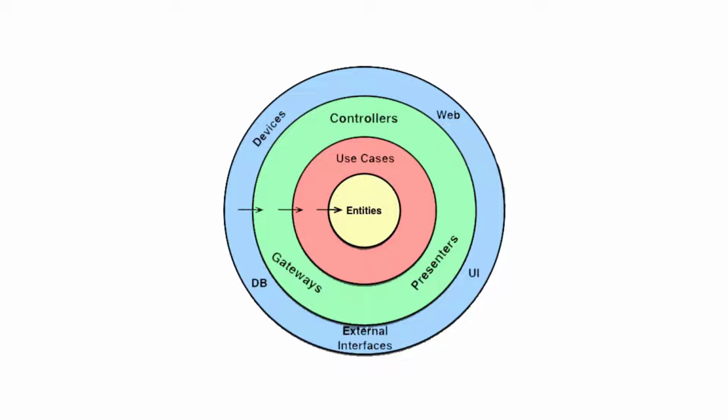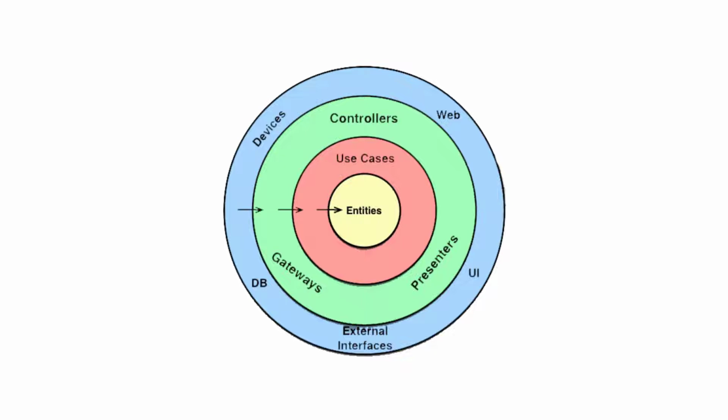The concentric circles represent different areas of software. In general, the further in you go, the higher level the software becomes. The outer circles are mechanisms. Inner circles are policies. The overriding rule that makes this architecture work is the dependency rule. This rule says that source code dependencies can only point inwards. Nothing in an inner circle can know anything at all about something in an outer circle.